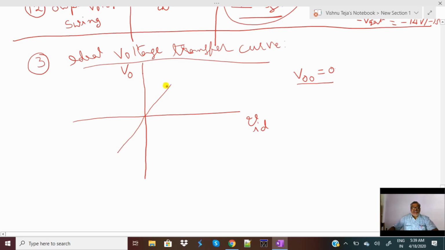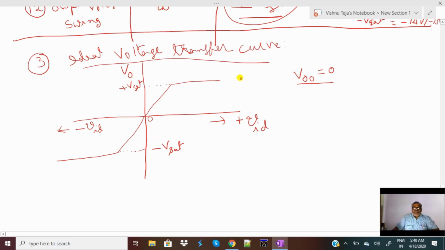It is a straight line. After some input value, the output will be constant. This is 0. In this direction, the differential voltage is positive. In this direction, the differential input is negative. And this is the maximum output that is possible, which is called plus Vsat, and this is the maximum value possible on the negative side, called minus Vsat. Just as we have seen above.